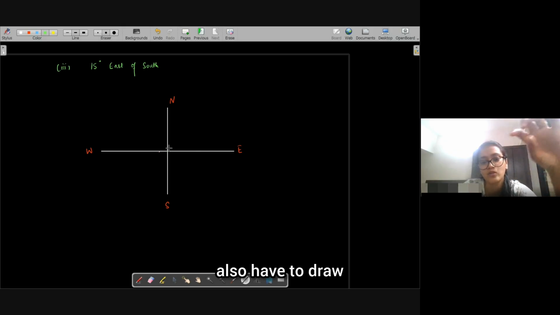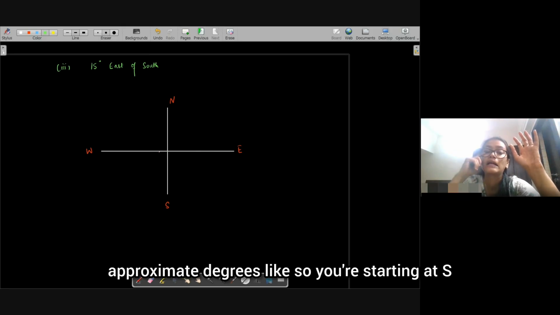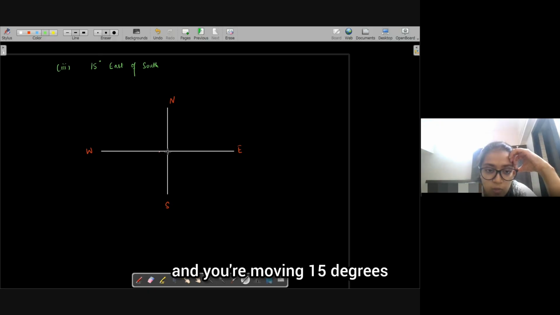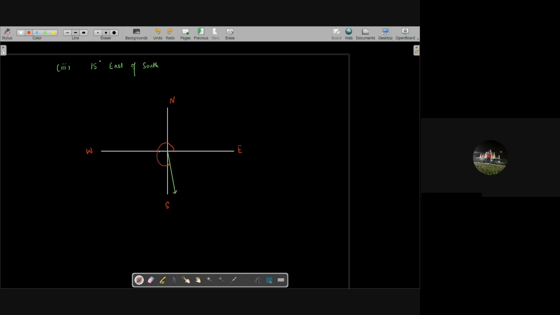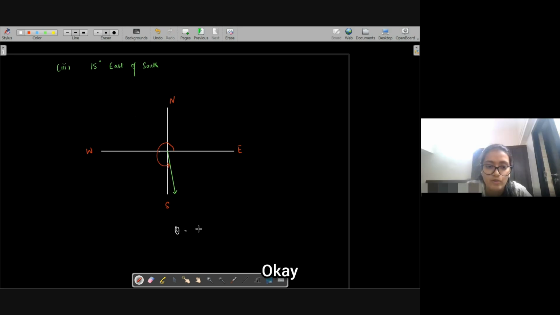So you also have to draw approximate degrees. You're starting at S and moving 15 degrees, which is very less. So this is the vector. And what will be your angle? Starting from here, this is the reflex angle, so 270 plus 15, 285 degrees.